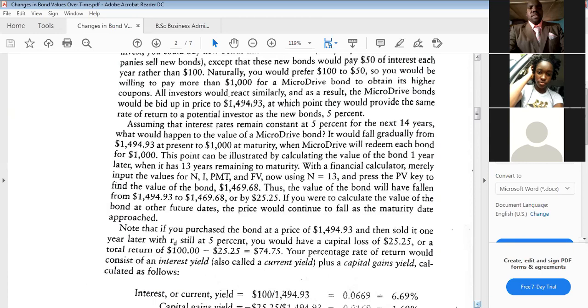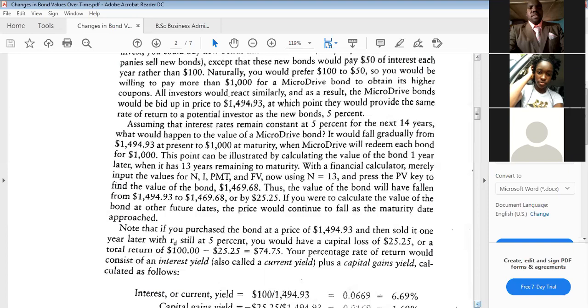when Micro Drive will redeem each bond for $1,000. This point can be illustrated by calculating the value of the bond 1 year later, when it has 13 years remaining to maturity. On the financial calculator, merely input the values of N and so forth. Thus, the value of the bond will have fallen from $1,494.93 to $1,469.68, or by $25.25. If you were to calculate the value of the bond at other future dates, the price would continue to fall as the maturity date approached.